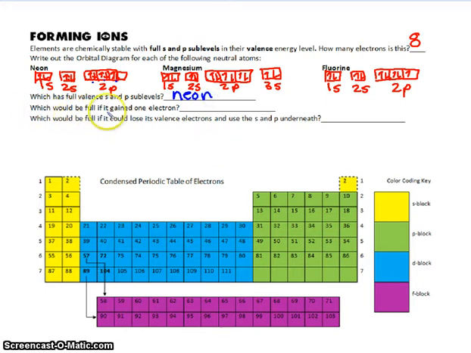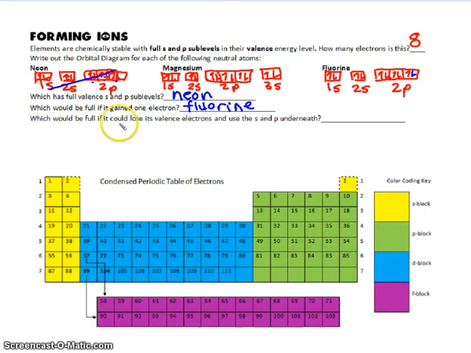Which one of these would be full if it gained 1 electron? Well, this one was already full. This one, if it gained 1 electron, that would go in the 3p sublevel, but that would just be 1. It would not make it full, so it's not this one. If we come to fluorine, if we had 1 more electron right there, it would make it full. So fluorine would be full if it gained 1 electron.